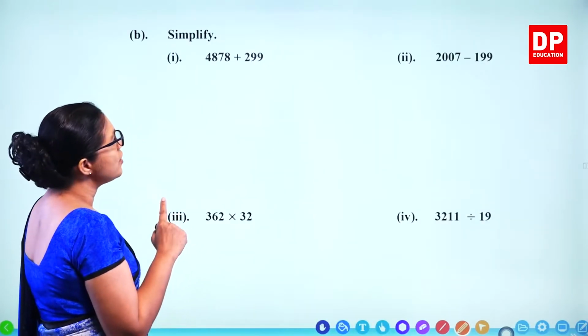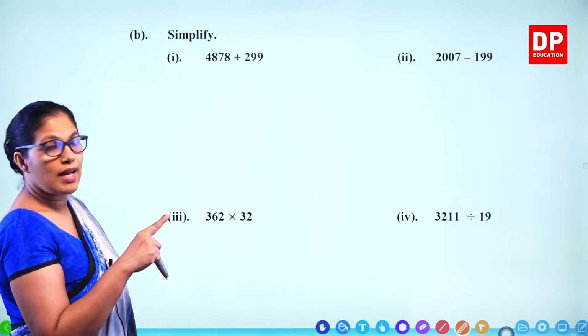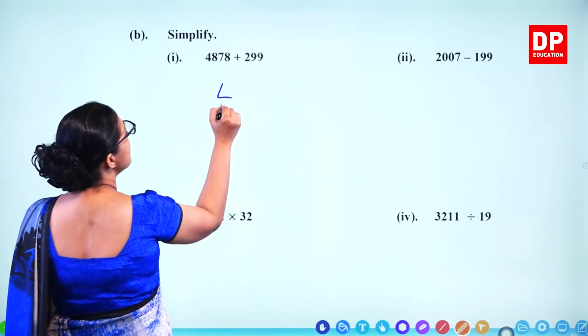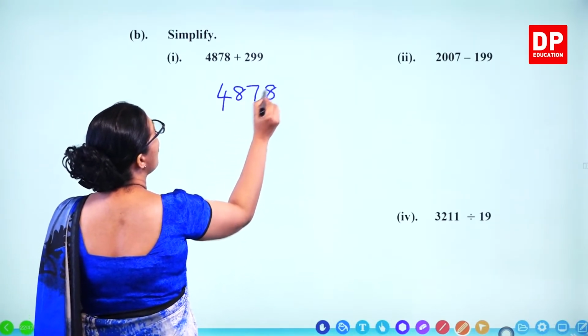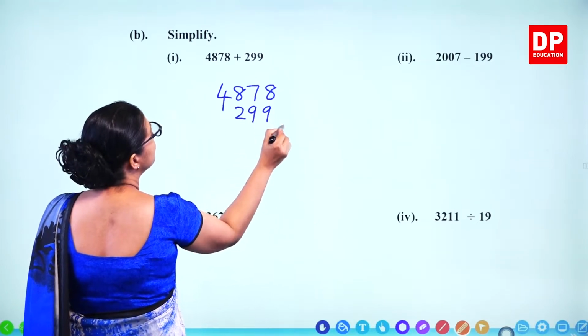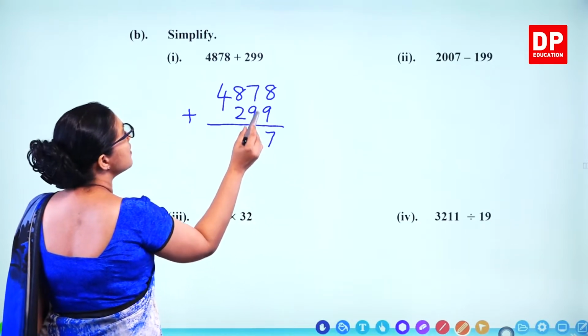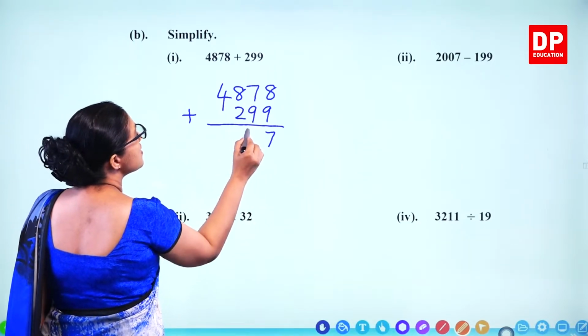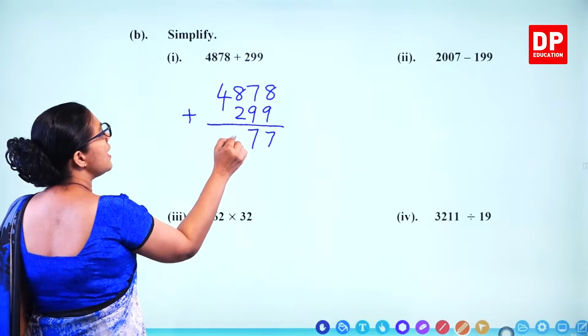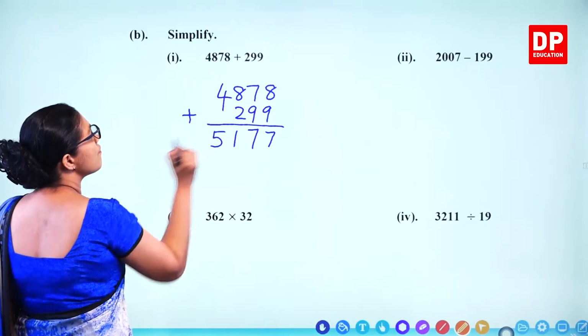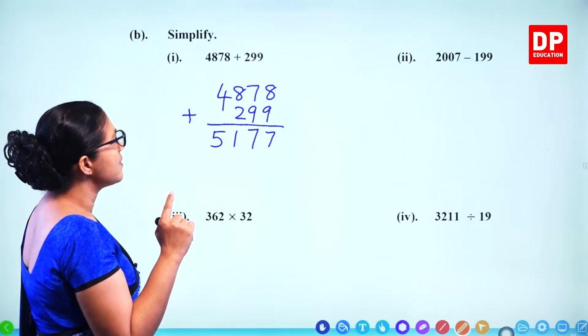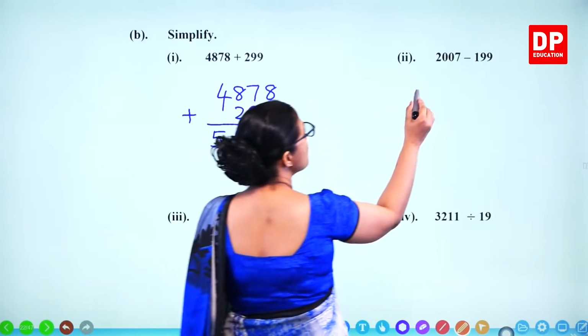Simplify. So addition, subtraction, multiplication and division. So we'll add it. You have to write in a column. 8 and 9, 17. 1 remaining, 10, 17, 1 remaining, 11 and 1 remaining, 5, 5,177.